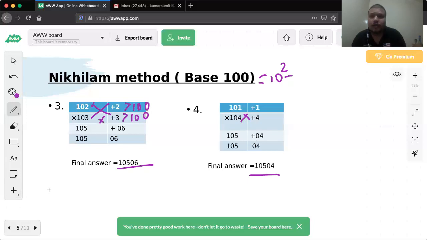You go home and practice more numbers using this technique called Nikhilam Sutra of Vedic mathematics. It is what? Nikhilam. Let me write it here.